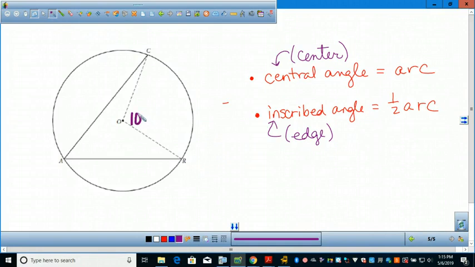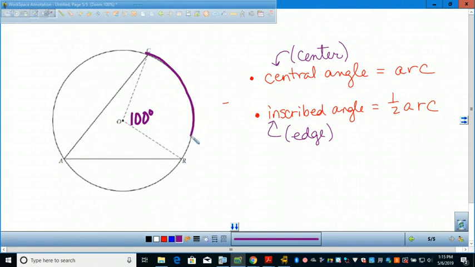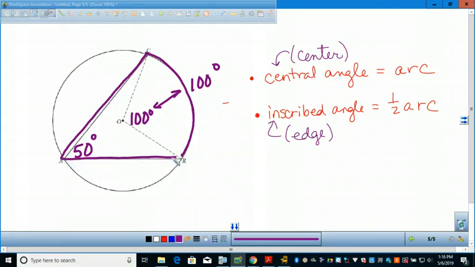So if this is 100 degrees, then the arc is also 100 degrees, but this angle at the other end is only 50. That's what that means. And we'll use that on today's assignment. The central angle matches the arc, but the one that's way across from the circle is 50. All right, the next one.